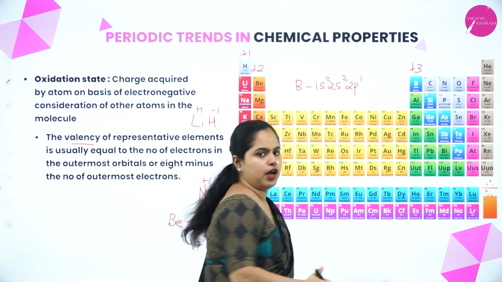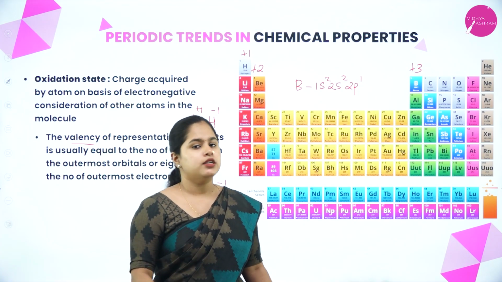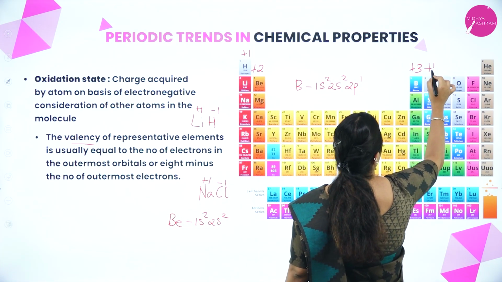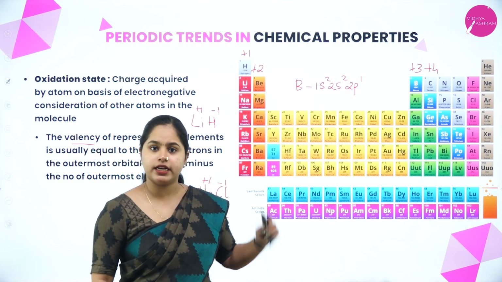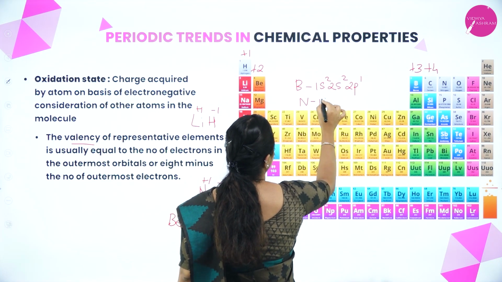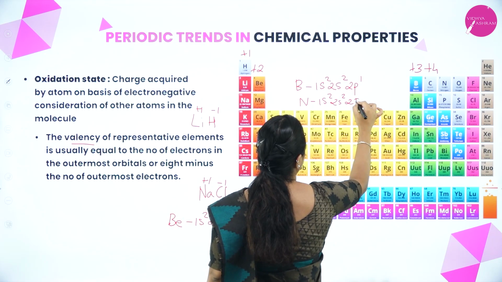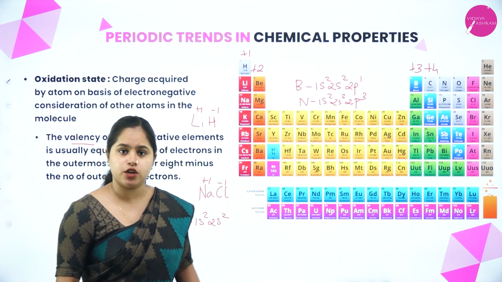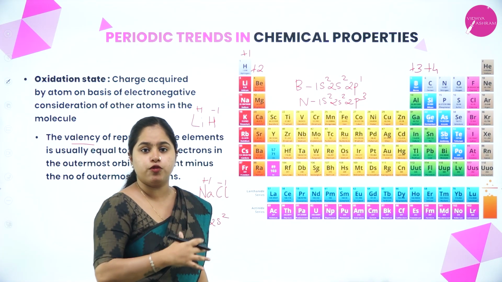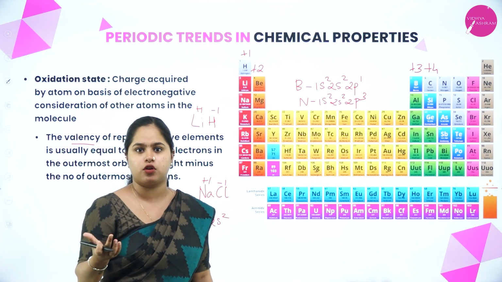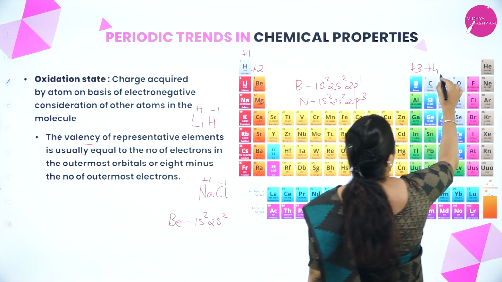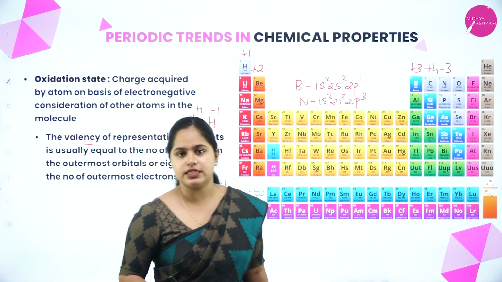In the case of the carbon family, that is group number 14, the outermost shell has 4 electrons, so this can be +4. Now, coming to the nitrogen family, that is group 15. Let's take the example of nitrogen itself. It is 1s2, 2s2 and 2p3. How many valence electrons are there? It is 3 plus 2, 5 valence electrons. Is it easy for group 15 elements to gain 3 electrons or to lose 5 electrons? It is easy for them to gain 3 electrons so that they attain octet. So the oxidation state here will be -3.